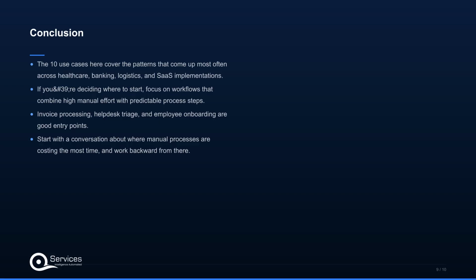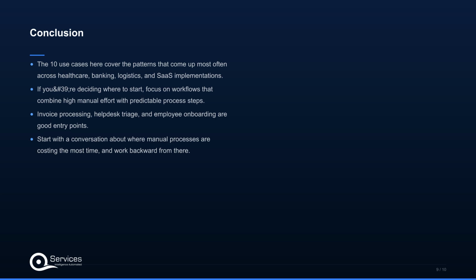Now, moving on to conclusion. Power Automate workflow examples matter most when they show you the parts that are easy to underestimate: exception handling, data mapping constraints, and the governance structure that keeps flows reliable over time, not just on launch day. The 10 use cases here cover the patterns that come up most often across healthcare, banking, logistics, and SaaS implementations.